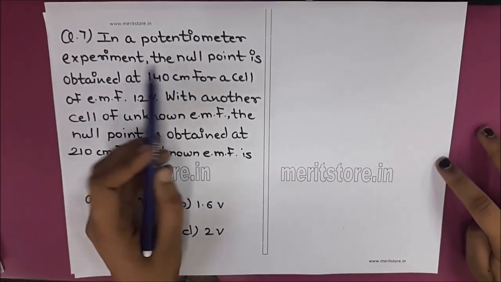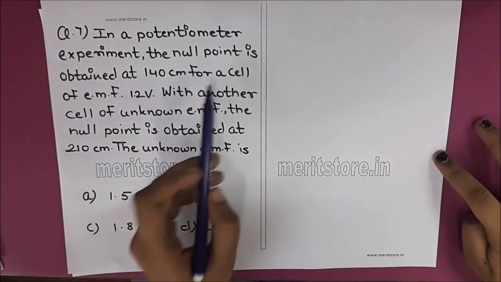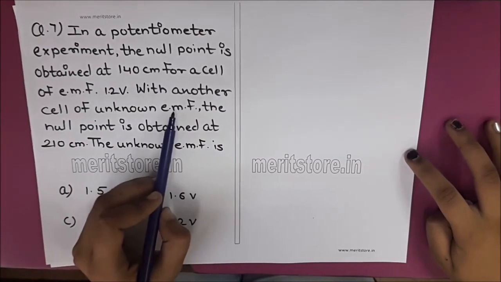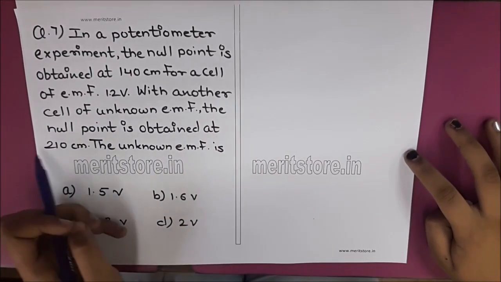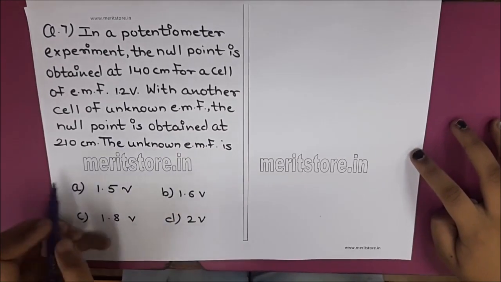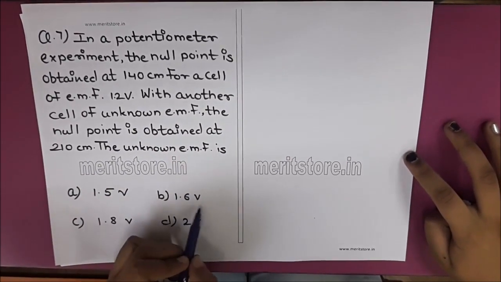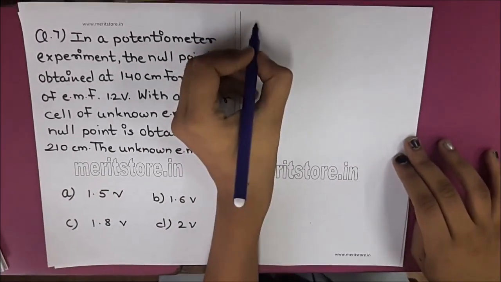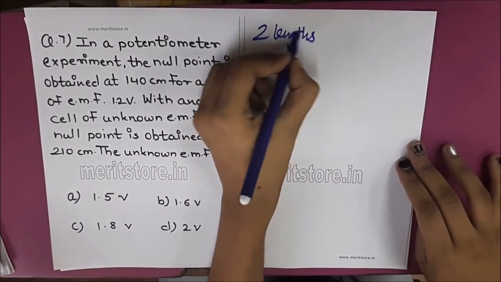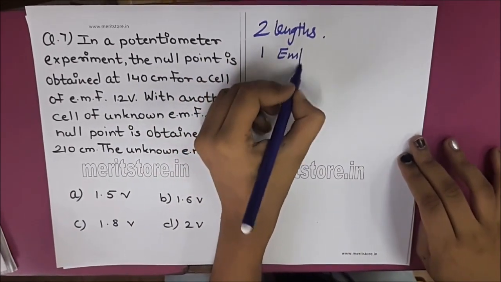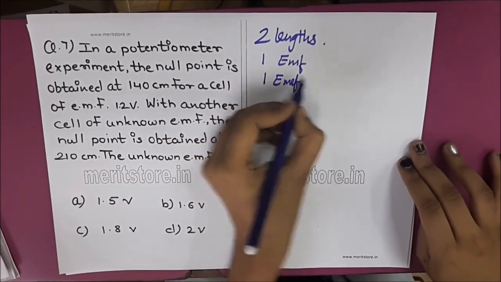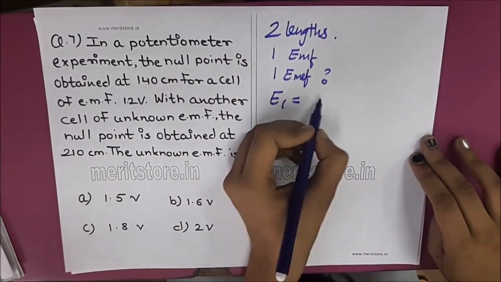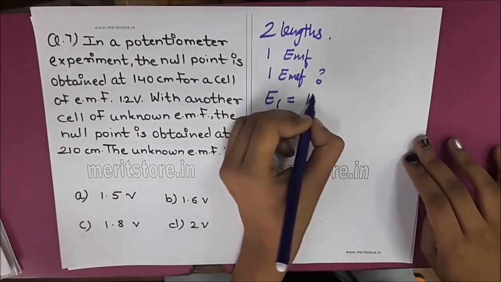In a potentiometer experiment, the null point is obtained at 140 centimeter from a cell of EMF 1.2 volts. With another cell of unknown EMF, the null point is obtained at 210 centimeter. The unknown EMF is A 1.5 volt, B 1.6 volt, C 1.8 volts, D 2 volts. So over here we have been given two lengths, one EMF and one EMF we need to find out. So let's say E1, that is the one EMF given, is 1.2.